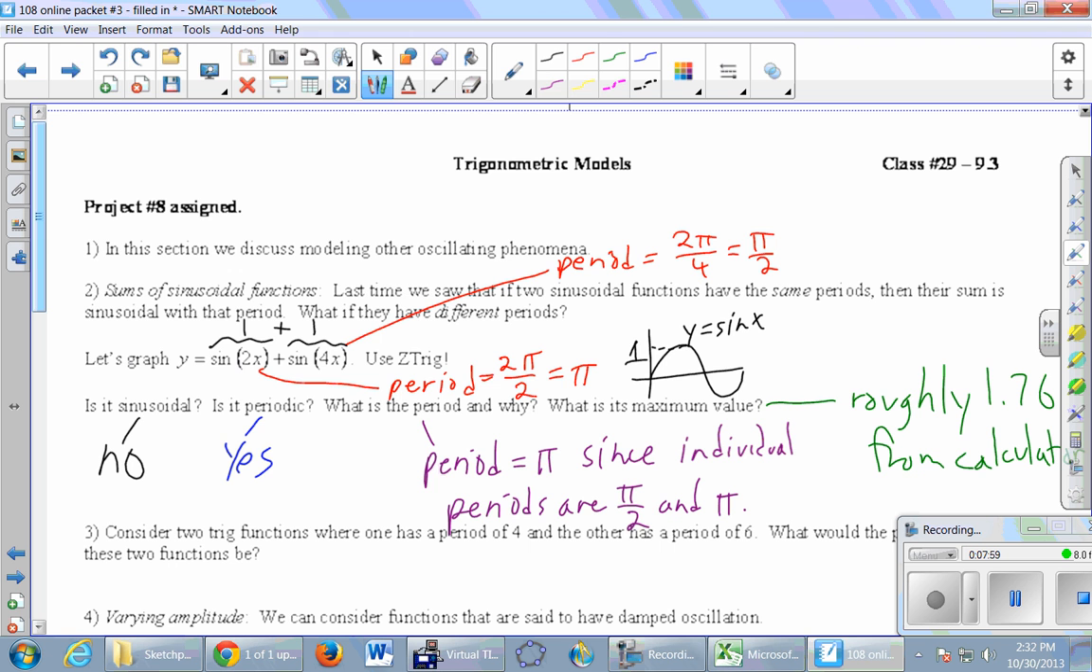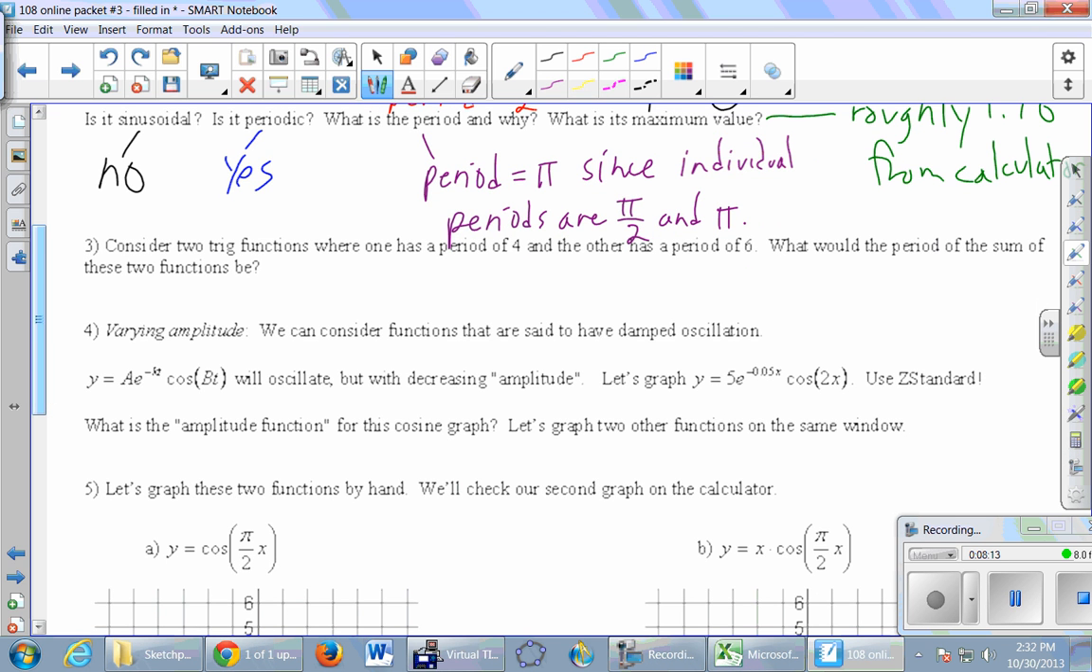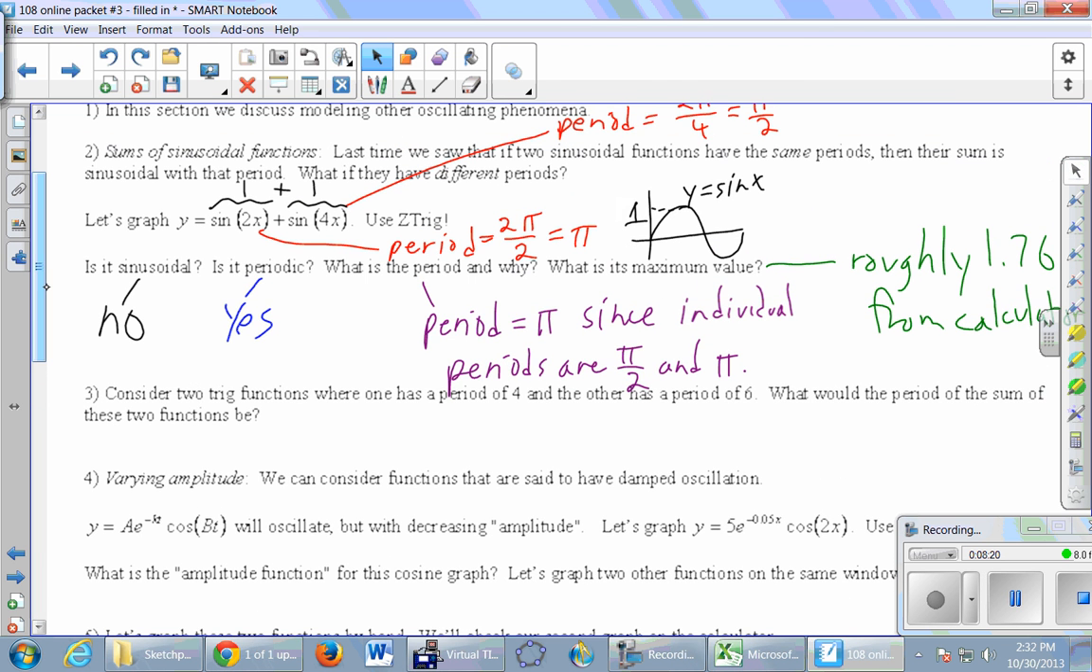It's not one that we have the tools to answer this semester. In a calculus class, you will have the tools to figure out exactly why it's up there at 1.76 and change. Okay, 3. Consider two trig functions where one has a period of 4 and the other has a period of 6. What would the period of the sum of these two functions be? So we just answered a similar question here. We had two things where one had a period of pi over 2 and the other was pi, and altogether the whole sum turned out to have a period of pi. So maybe pause the video and see if you can figure out what's going on with these numbers 4 and 6.